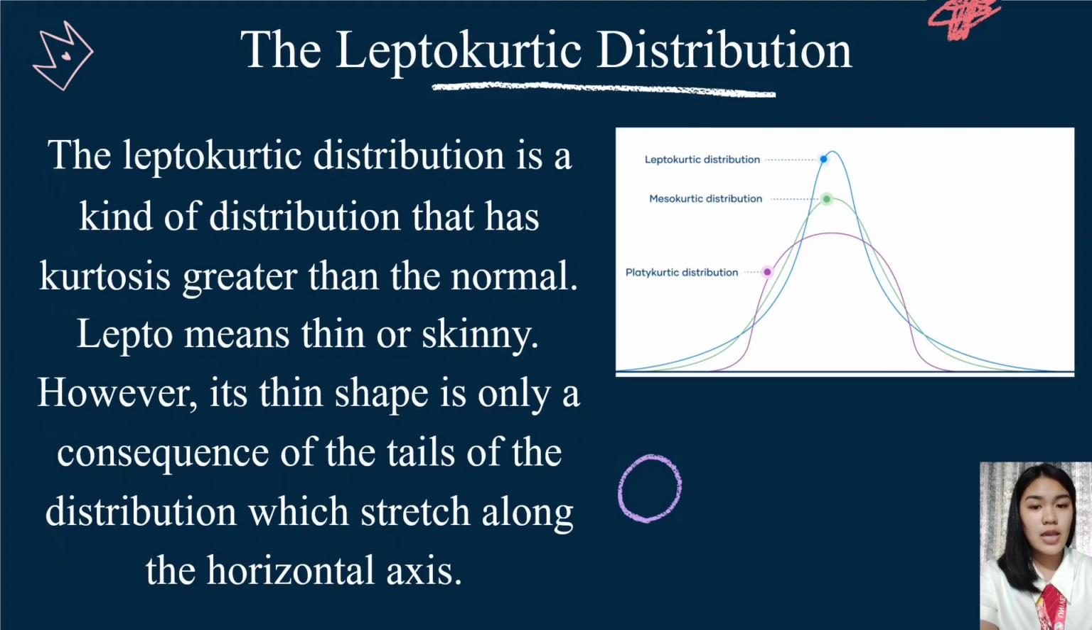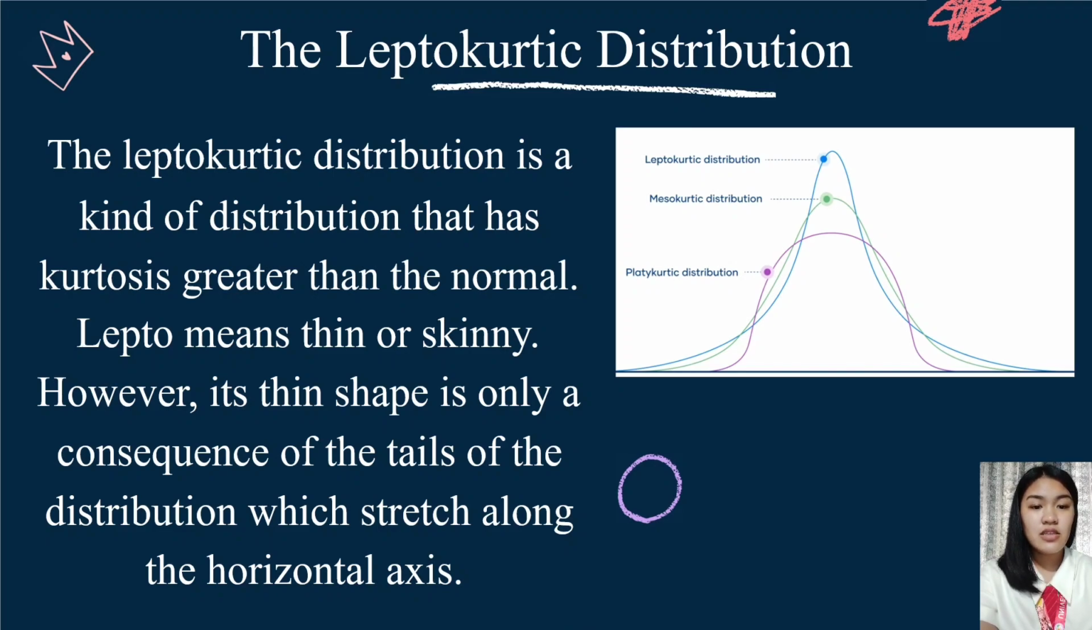The second type of kurtosis is the leptokurtic distribution. The leptokurtic distribution is a kind of distribution that has kurtosis greater than the normal. Lepto means thin or skinny. Generally, the leptokurtic curve is characterized by a narrow or thin curve that is taller than the normal.